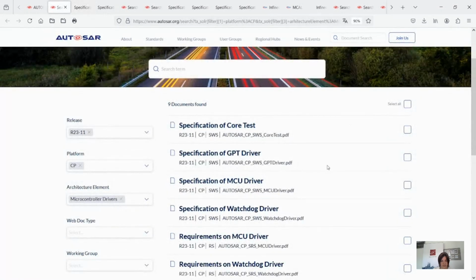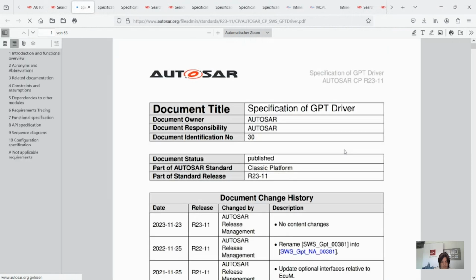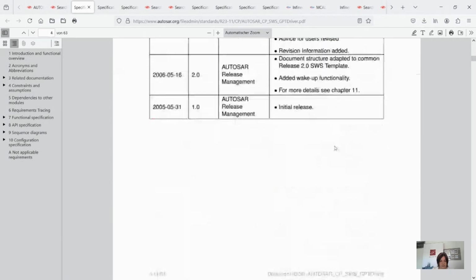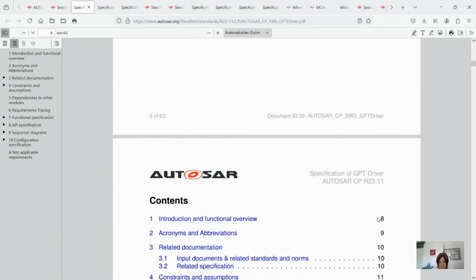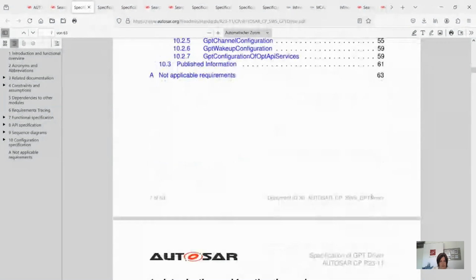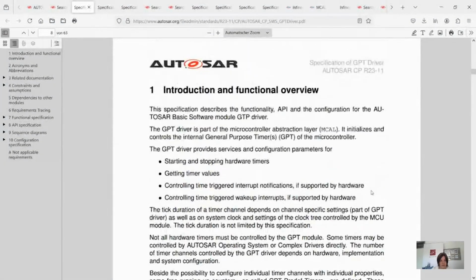Okay, and then we have the GPT, the general purpose timer. I would say this is also something very, very important, giving you guidance and structure. It's also a driver which many other drivers rely on. The same has history and a disclaimer. Then we have introduction and functional overview. So what is the GPT for?